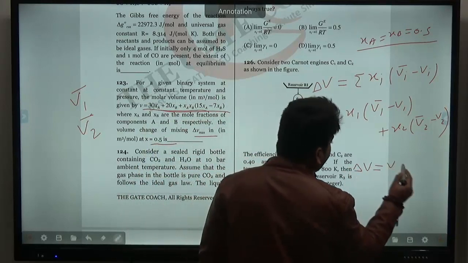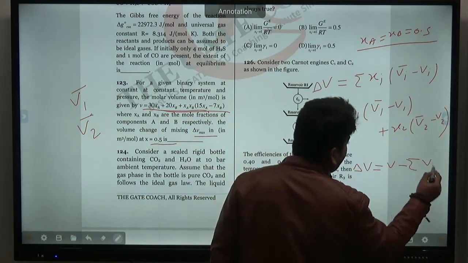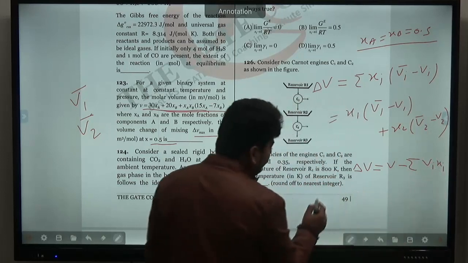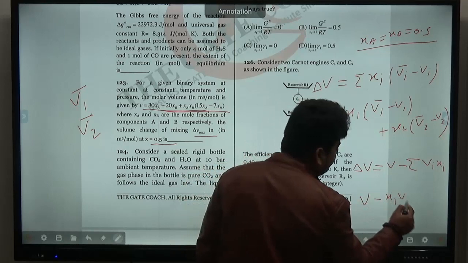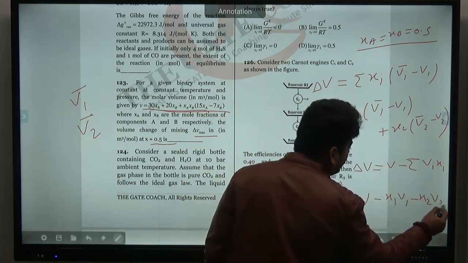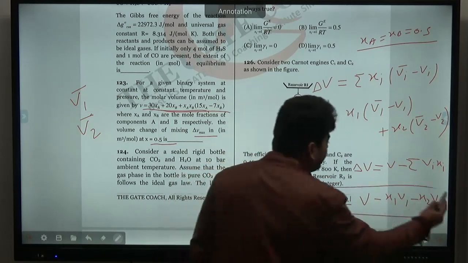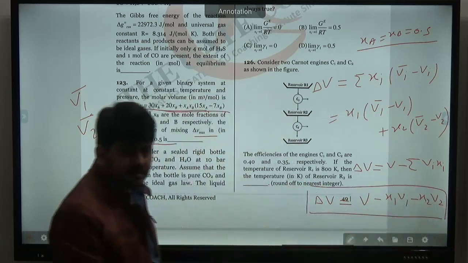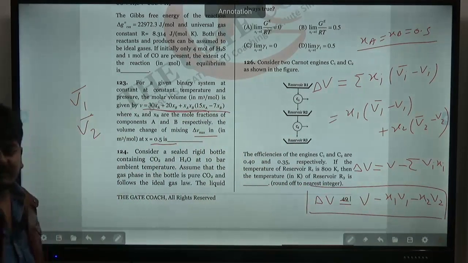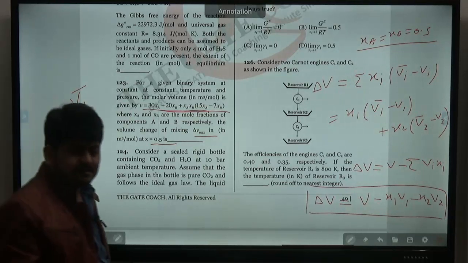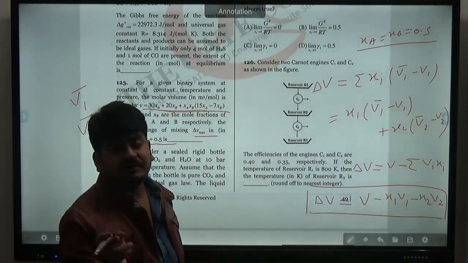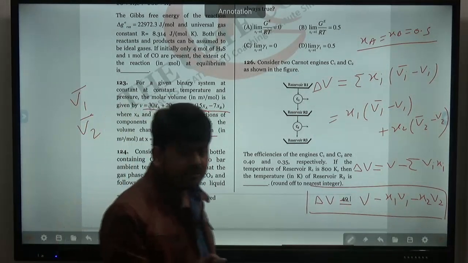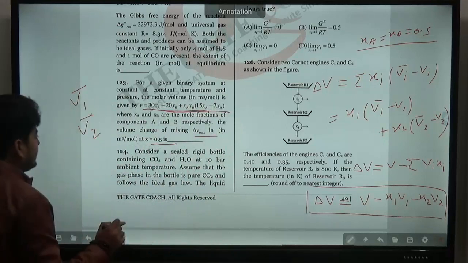The second definition was delta V is equal to V minus summation of Vi into Xi. So from there, volume change of mixing will be V minus x1 V1 minus x2 V2. In that case you just need to calculate V1 and V2. You don't need to worry about V1 bar and V2 bar. And how to calculate V1 and V2? That's very simple. What is the meaning of V1 and V2? V1 is the molar volume of pure component 1. V2 is the molar volume of pure component 2.